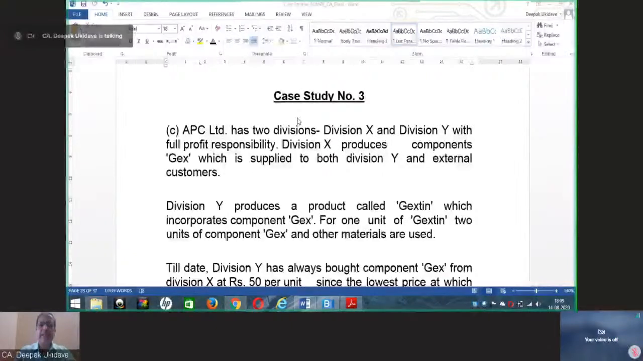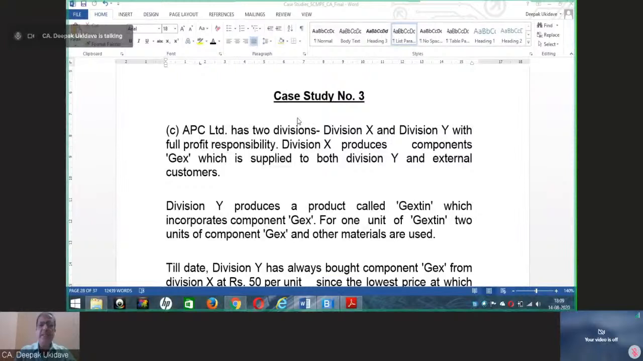Now how did you get this 30 rupees? This 30 rupees is the variable cost of manufacturing the component. Let us look at these figures. The breakup of 30 rupees is this: 12 rupees other material, 16 rupees direct labor, and 2 rupees manufacturing overhead, selling and distribution, totaling 30. So 30 rupees is the internal manufacturing cost of component JEX by division X. Internal manufacturing cost is only 30 rupees.